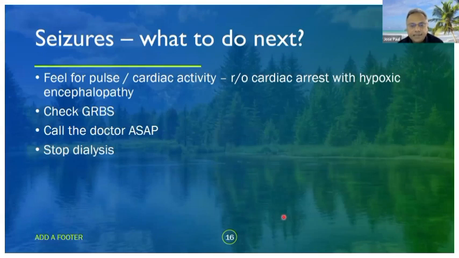The other thing that you have to do is stop the dialysis. Returning of the blood is discretionary because it depends upon a lot of other factors. The first thing is to feel for the pulse and look for any cardiac activity. It might be a cardiac arrest with a hypoxic encephalopathy, so always rule out a cardiac arrest first. Check the blood sugar and call the doctor as soon as possible. These are the things that you should do as a dialysis technician: feel for the pulse, protect the airway, put the patient in a recovery position, terminate the dialysis, check the blood sugars, and call the doctor ASAP.